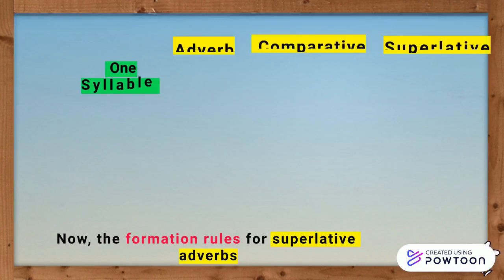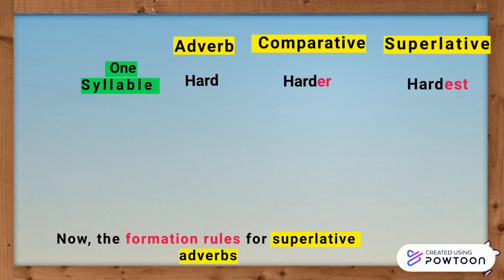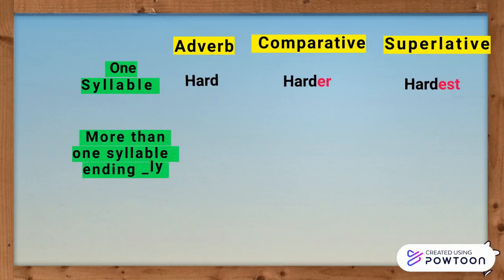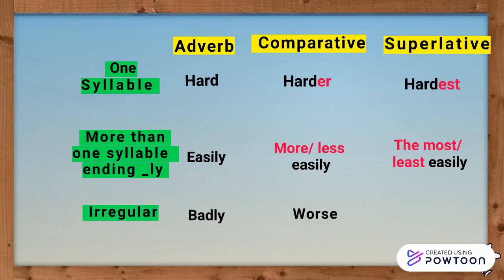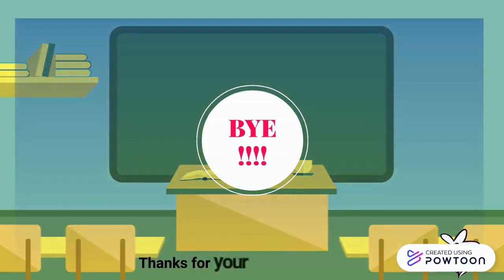First, one syllable adverbs: we have hot, hotter, hottest. Next, we have adverbs of more than one syllable ending in ly: easily, more or less easily, the most or least easily. The final one, we have irregular adverbs: badly, worse, the worst.